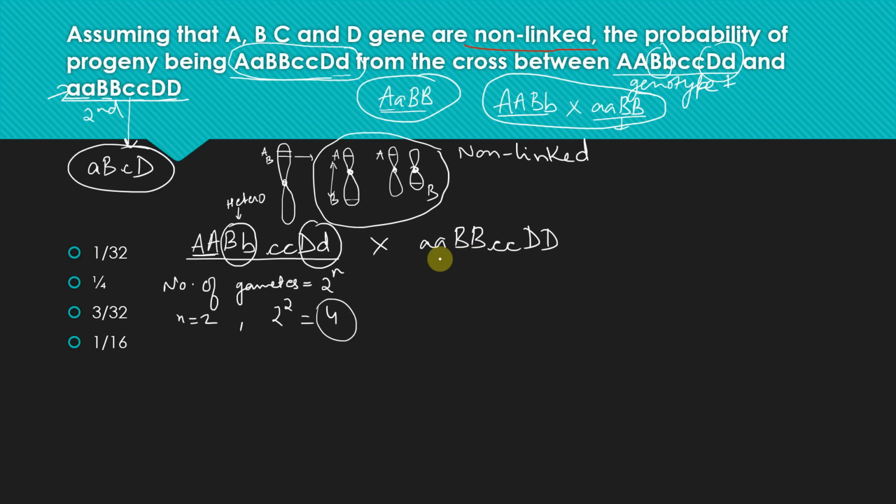Now from this particular parent, since there is no heterozygous form, we are going to get only one possible gamete, and its genotype is clearly seen here: from this one only A can come, this one only capital B can come, this one only small c can come, this one only capital D can come in the gamete. So this will be the one possible gamete from this particular parent, right? This is clear.